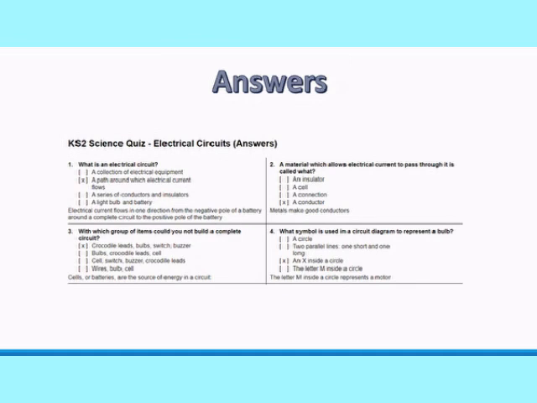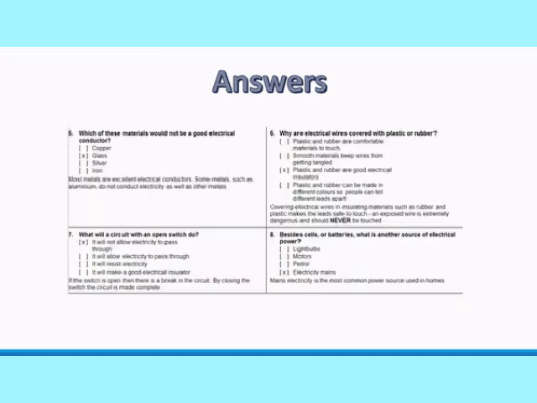So what symbol is used in a circuit diagram to represent a bulb? It would be an X inside a circle. The letter M inside the circle represents a motor. M for motor.